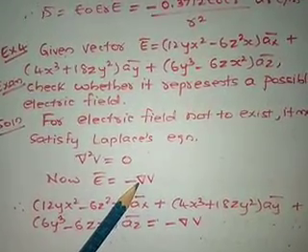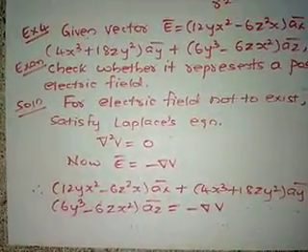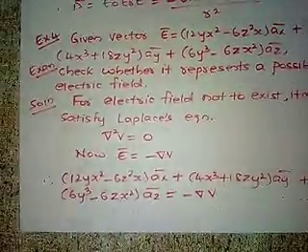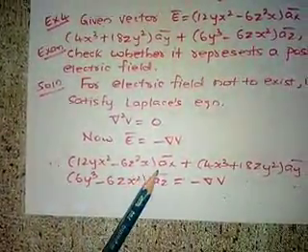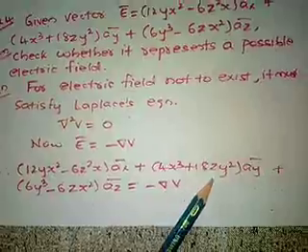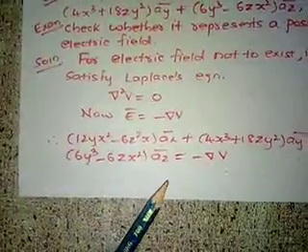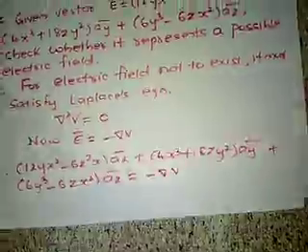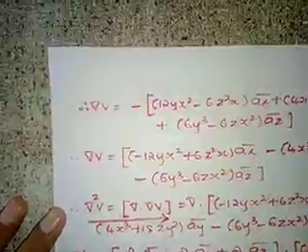So once you have found del V, then you can find del square V, because del square V is del dot del V, right? So E is given, so substitute that. E is 12yx square minus 6z square x ax bar plus 4x cube plus 18zy square ay bar plus 6y cube minus 6zx square az bar, which is equal to minus del V. So therefore del V will be equal to minus, because E is equal to minus del V.